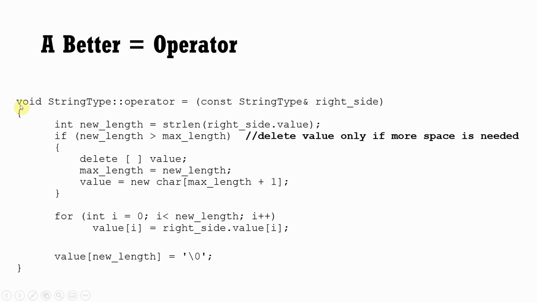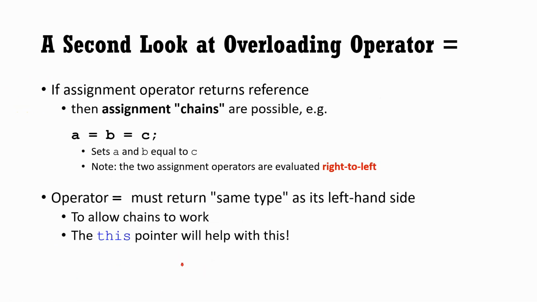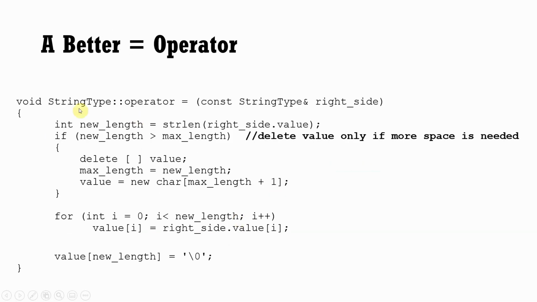And because our function is not void anymore, we have to return. What do we have to return? We have to return the calling object. But do I have access to the calling object? Yes, I do. If you remember, we have a pointer called this. The pointer this points to the calling object. So to fix that problem, we need to change the return type to the string type, in this case the name of our class, and then we'd just do return star this. Okay.